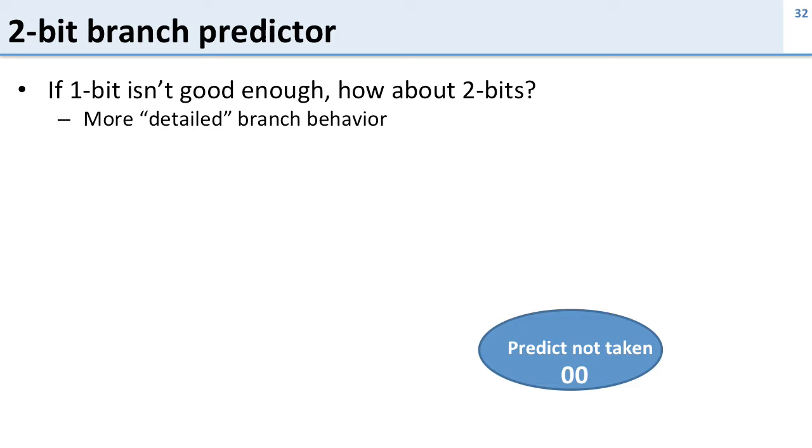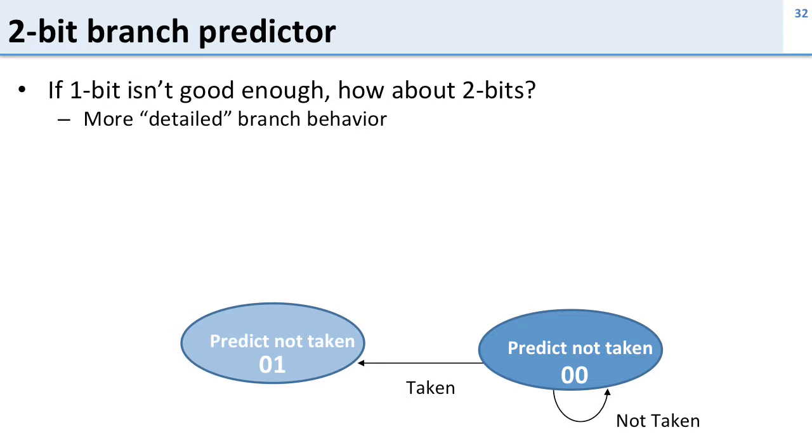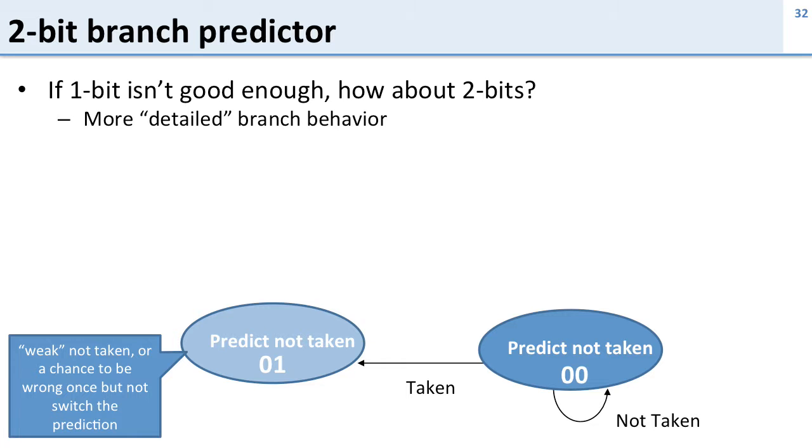So here's a 2-bit branch predictor. We're going to have a predicted not taken state, so that's 0, 0. And if we're not taken, we stay there. But if we see a branch that is taken, we're now going to go to another state. We're going to go to the 0, 1 state, but we're still going to predict the branch is not taken. So this other state here is a weak not taken state. It's basically a chance to have one branch predicted incorrectly, but still think that it's likely the next branch is going to be not taken.